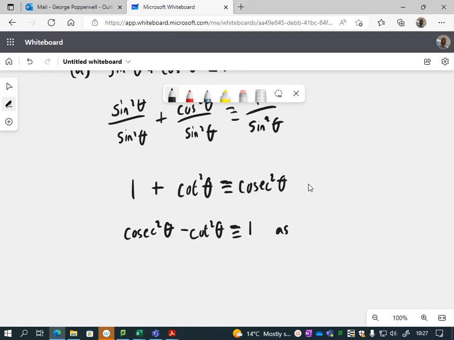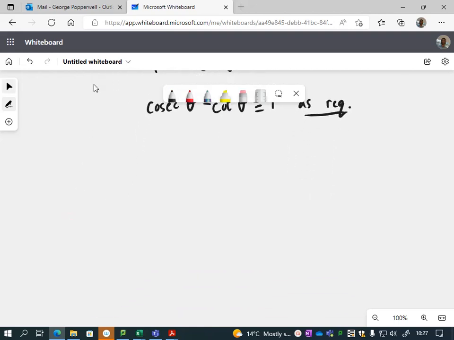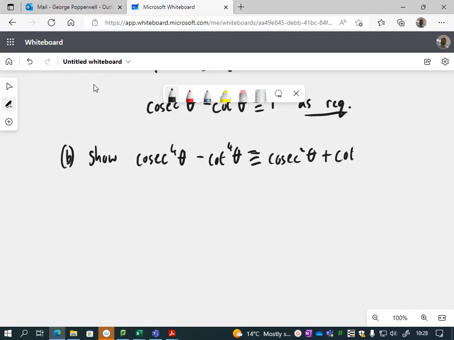I'm just going to write as required. Always good practice to finish like that if you're asked to show something. Okay, there we go, that's part A. So moving down, in part B, what we're asked to do is show, I'm just going to write the question out, cosec to the 4 theta minus cot to the 4 theta is always equal to cosec squared theta plus cot squared theta. Okay, we're not solving an equation here.